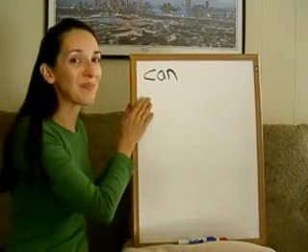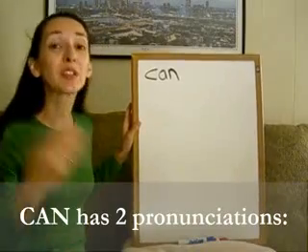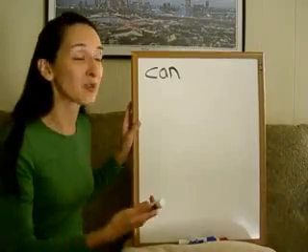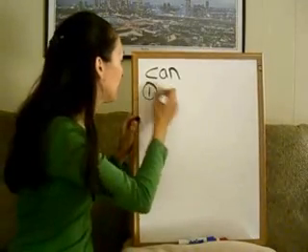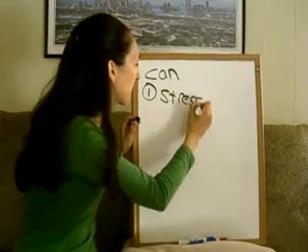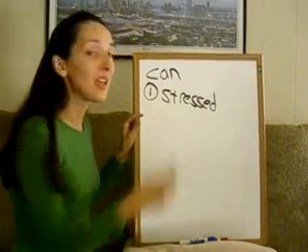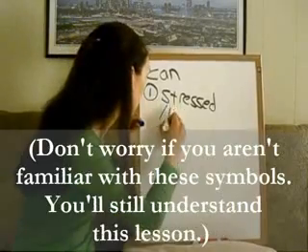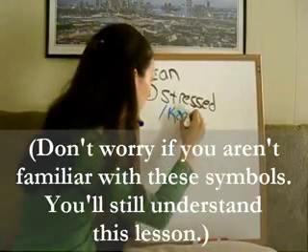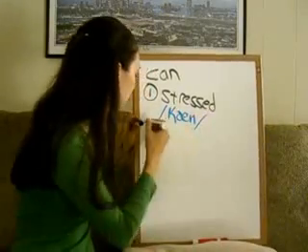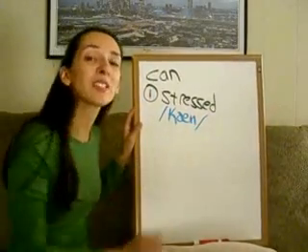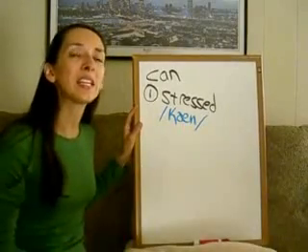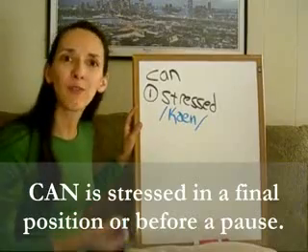Now let's talk about can. There are two ways we can say this word, stressed or unstressed. Let's first look at the pronunciation when can is stressed. The phonetic transcription looks like this. As a stressed word, the vowel sound is going to be long and strong. We'll stress can when it's in a final position or when it's before a pause.